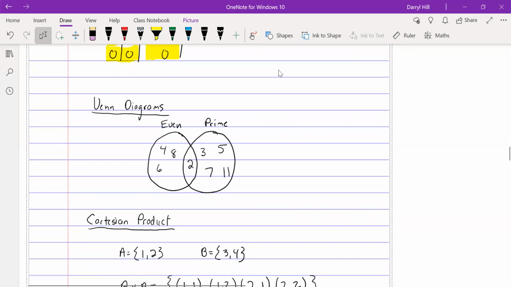And this is a Venn diagram. So if I have a set of even numbers and a set of prime numbers, then the intersection includes the numbers that are both even and prime, which is just that single value of 2.